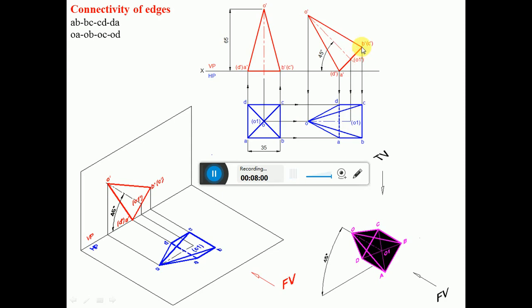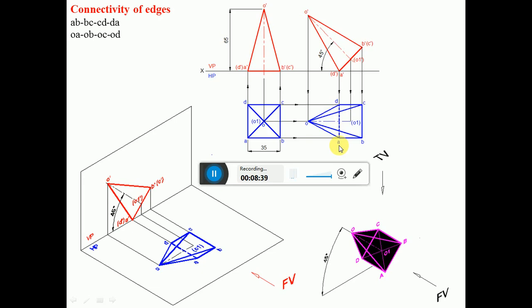Similarly, draw a vertical projector from B dash C dash and a horizontal projector from B and C to get these two points. Then we have to join all these by thin continuous lines. How to do that? First draw a line from A to B, B to C, C to D and D to A, which is the connectivity. Then join O to A, O to B, O to C and O to D, all by means of continuous thin lines.